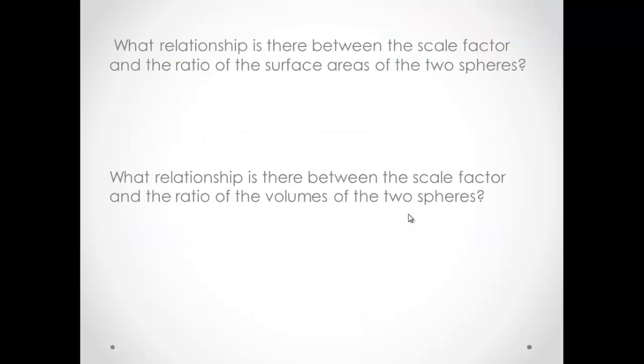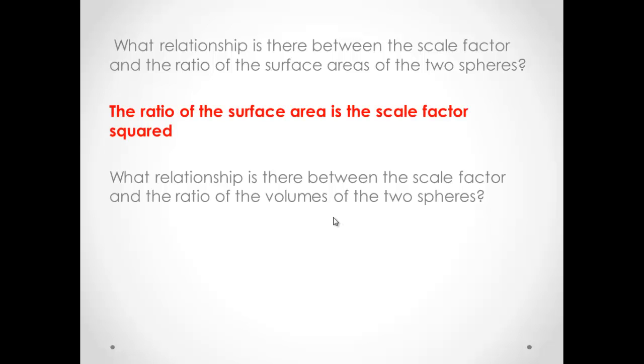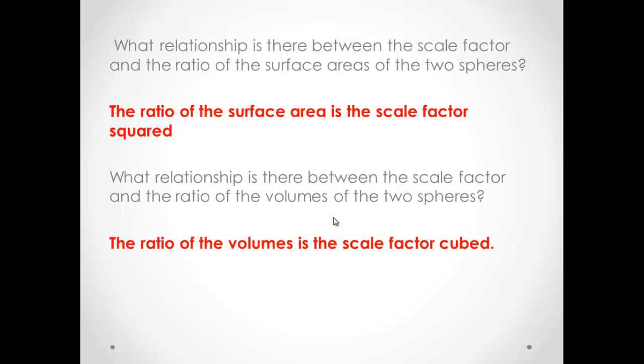So, what's the relationship? The relationship between the scale factor and the ratio of the surface area of the two spheres is the scale factor squared. And when we talk about the relationship between the scale factor and volumes of two spheres, or volume of any kind of object, it will be this. In fact, the ratio of the volumes is the scale factor cubed.